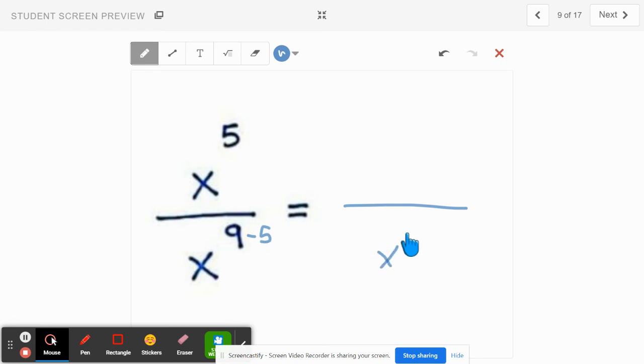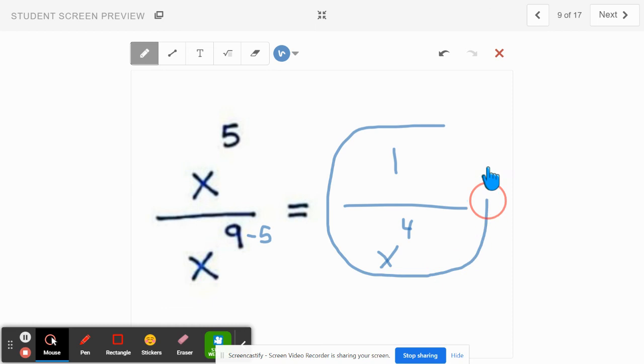You're going to get x to the 4th on the bottom. The 1 has to come and hold that fraction together. Okay, you can't have this fraction all be alone here. You have to have the 1 on top. If the bottom of the denominator is bigger, it stays in the denominator. Okay?